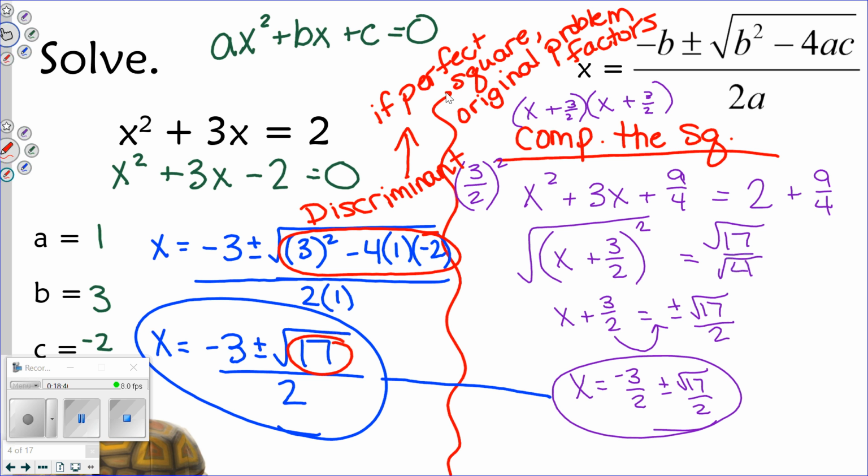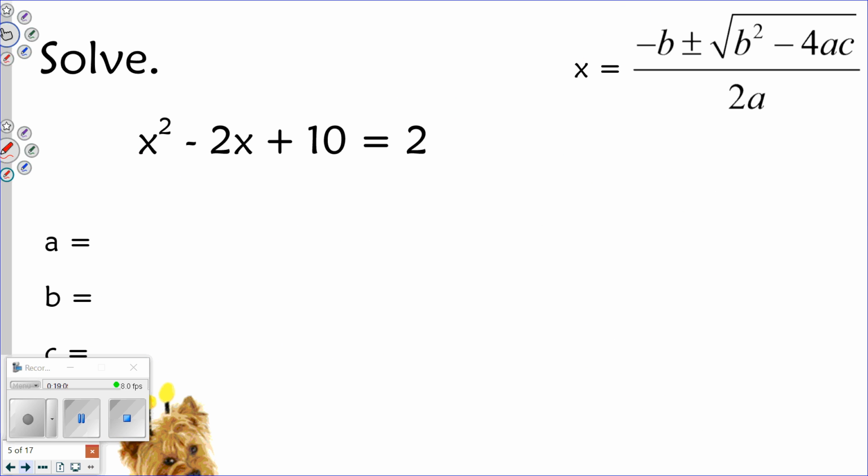So this answer that I got, is this real or is it imaginary? It's real. What makes a number imaginary? An i. So if my discriminant is positive, my answer is real. It's an ugly decimal if I actually figure it out, but it's real. Okay? All right, next problem.